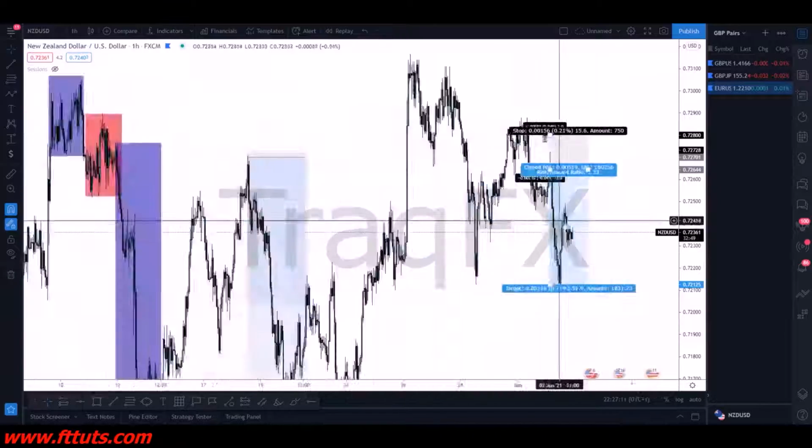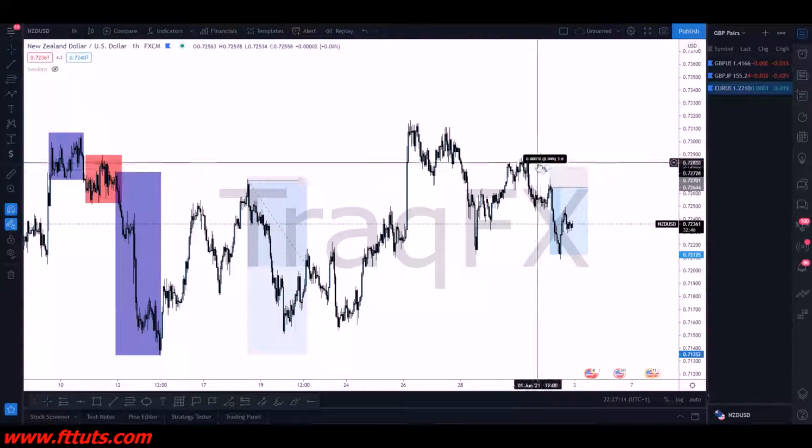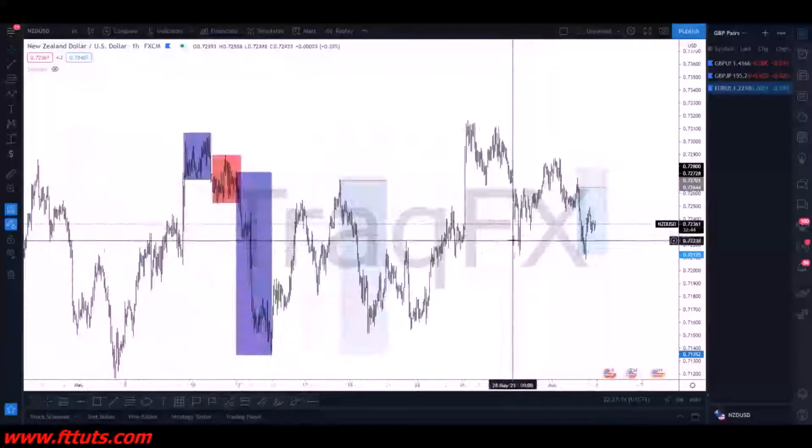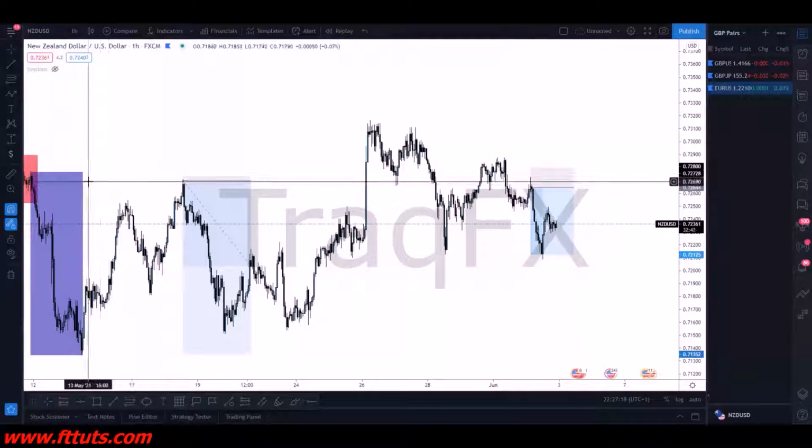So this does minimize your risk to reward by a lot sometimes, but we'll get into how we can avoid that and how we can catch these really nice sniper entries.